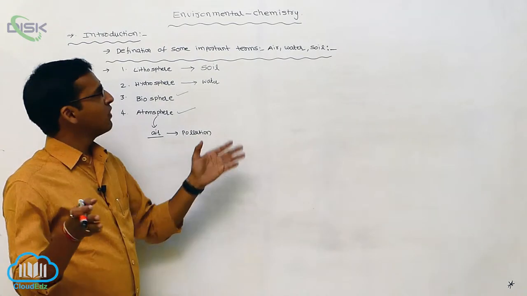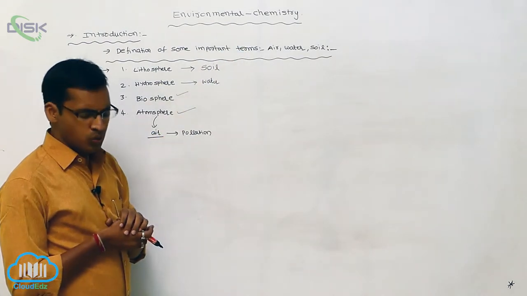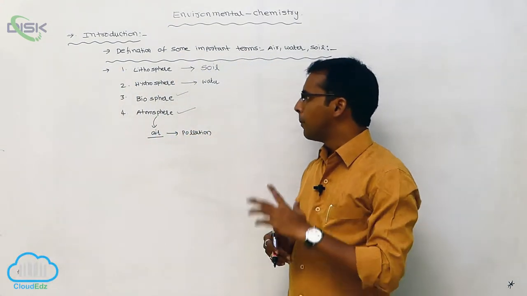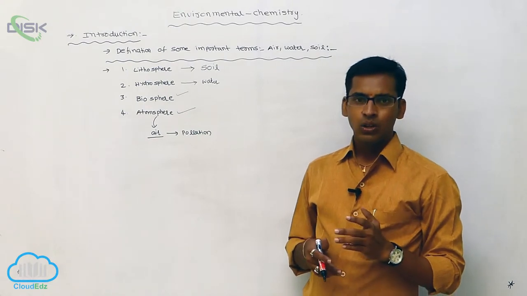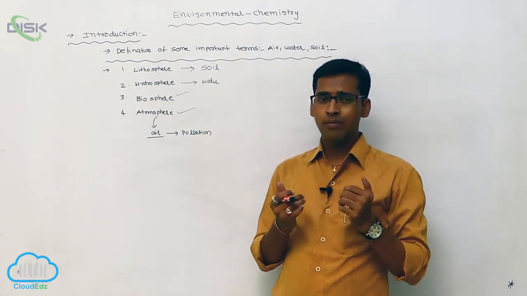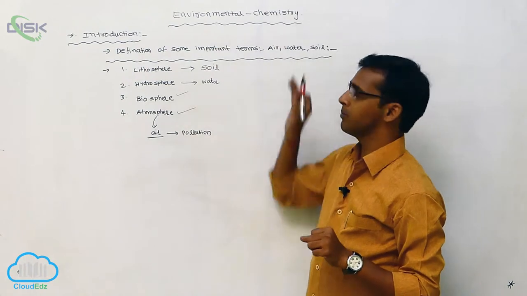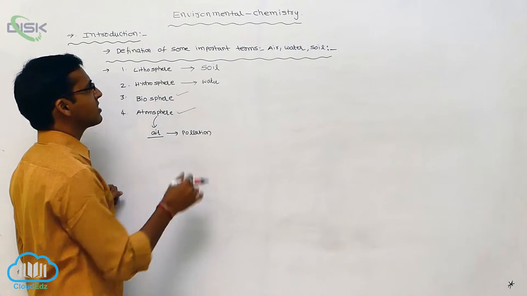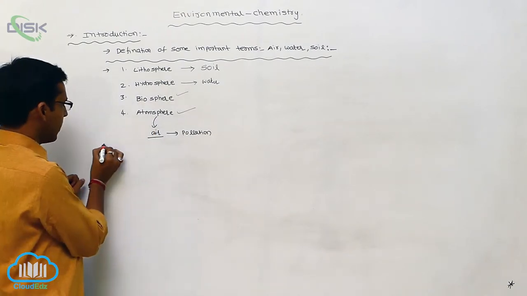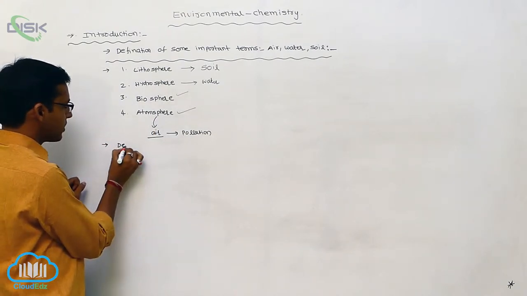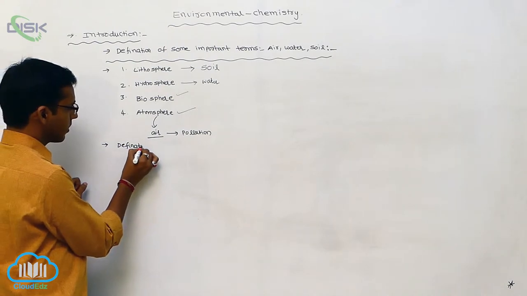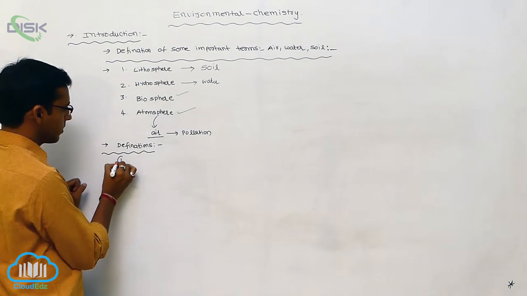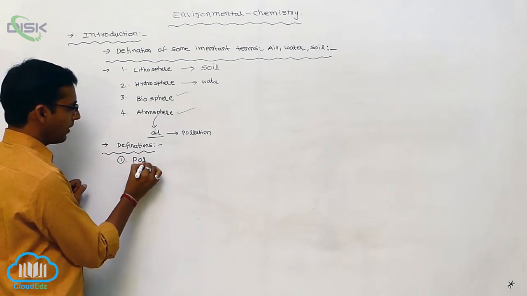It causes environmental damage. So what are the damages or causes? We will discuss that later. Before that, some important terms are used in environmental chemistry. Some important terms are used during the study of the environment. So in that, definitions. The first one is pollutant.